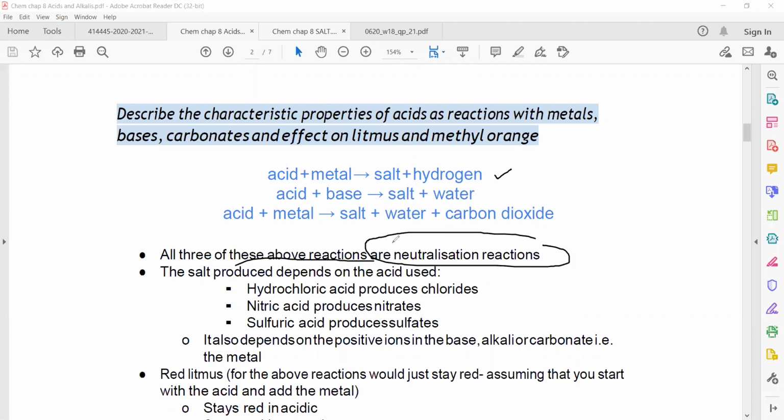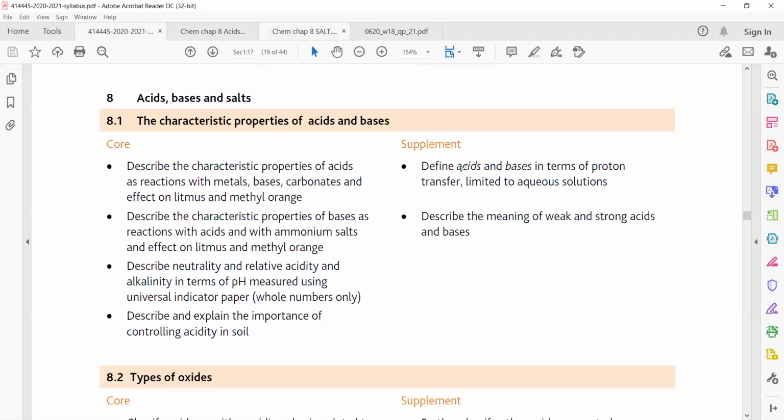The salt which is produced depends on which acid is used. If we use hydrochloric acid, we produce a chloride salt; nitric acid, a nitrate salt; and sulfuric acid, a sulfate salt. And the positive ion present in a salt depends on the base. For example, if I use sodium hydroxide, it will be a sodium salt. If I use potassium hydroxide, it will be a potassium salt. Then define acid and base in terms of protons, and this is limited to aqueous solution.